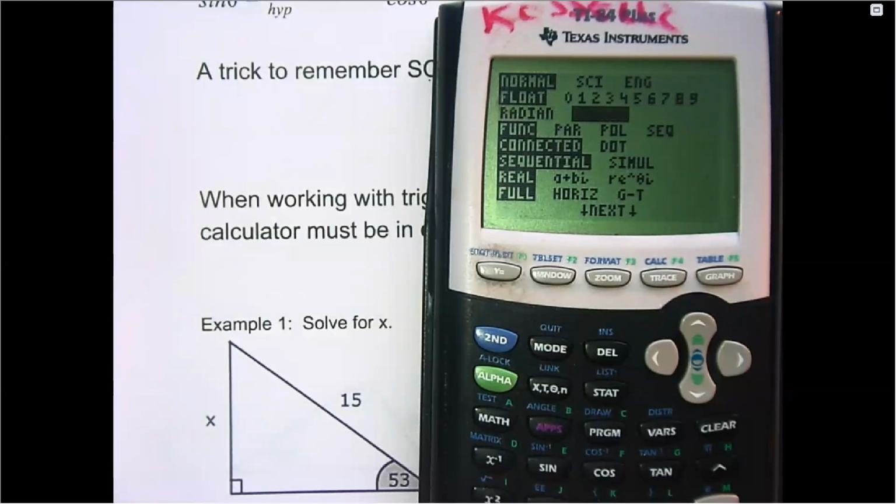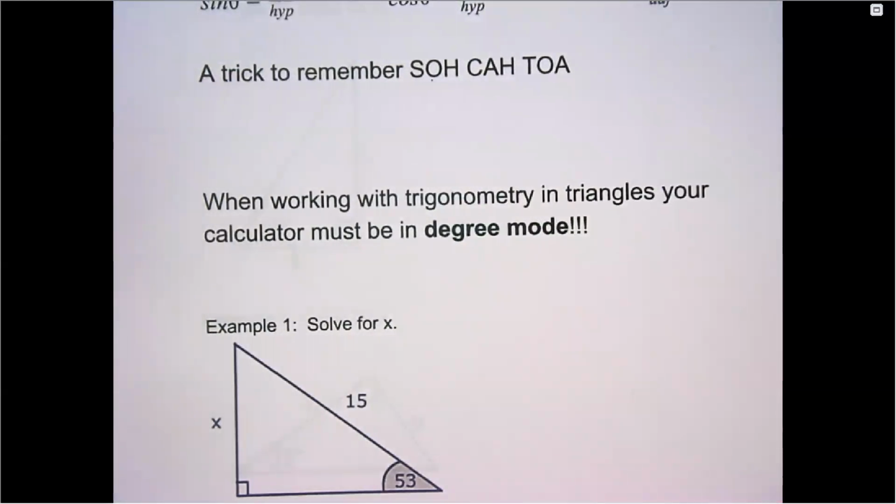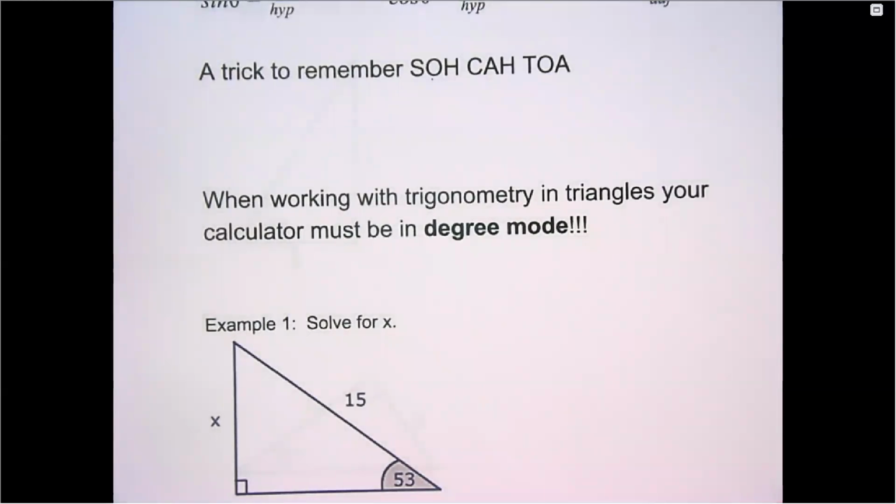Next year, you'll work in radian mode, and that's when we work with waves with sine, cosine, and tangent. But whenever we're working with triangles, we want to be in degree mode. So you want to make sure if you have a calculator that you get it in degree mode. So let's use this new information to solve and find sides of triangles.